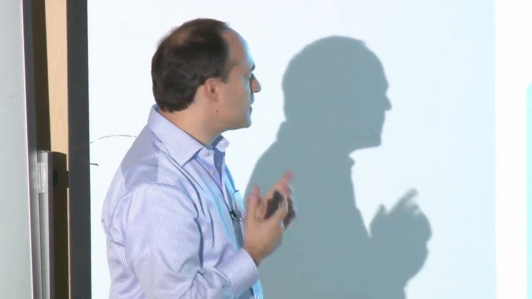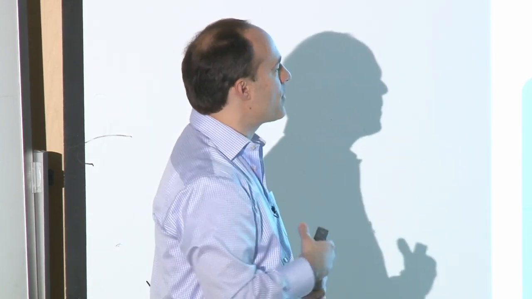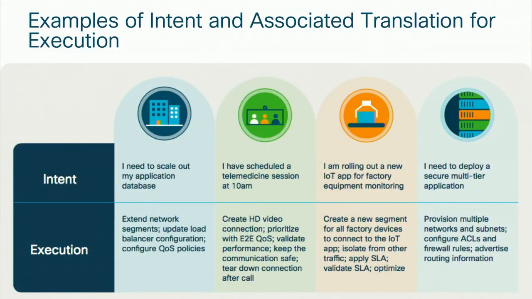Okay? So I talked about intent. Let me give you some examples of possible intents. What you see here is 4 columns of 4 different example intents. I show the intent over here, and then I show how it's mapped into network policies and security policies, with the execution. Let's look at this middle one, because it's one of the simplest ones. I have scheduled a telemedicine session at 10 a.m. Okay?